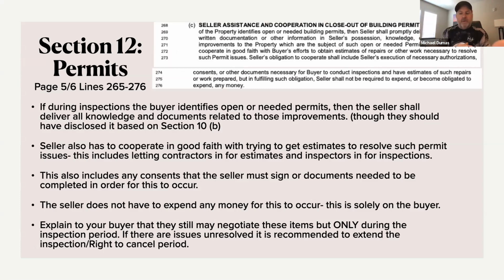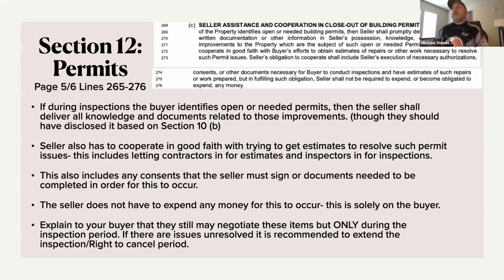Permits. We're back to the permit section. We've already talked about the permit section earlier, and now we're back to it again. If during inspections the buyer identifies open or needed permits, then the seller shall deliver all knowledge and documents related to those improvements. Well, if they knew about it and had this stuff, they should have delivered it anyway. So it doesn't really make sense, this part, but it is what it is.